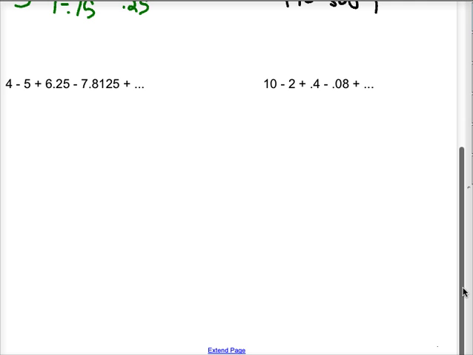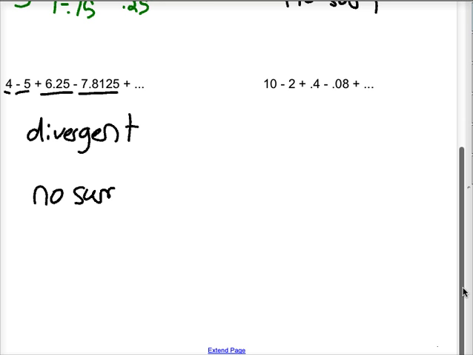But let's take a look at this one. 4, negative 0.5, 6.25, negative 7.8125. So again, I want you to note that ignoring the sign, aren't the terms getting bigger with every term? So again, because the terms are getting bigger, that is going to make this once again a divergent geometric series. They're not honing in on a particular value. So because of that, we can just say that there's no sum and be finished.